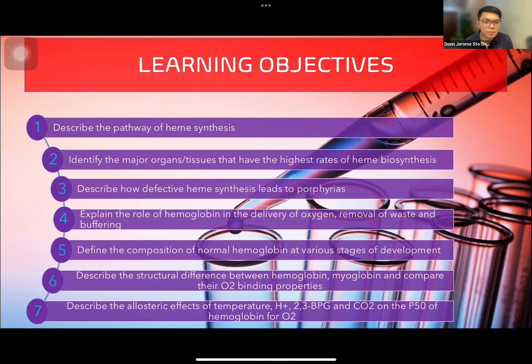May I clarify again, Doc, as to why we give IV glucose to patients? Glucose together with your heme are inhibitors of your ALAS synthase. When you inhibit the ALAS, you also inhibit the formation of the intermediates. Okay po, Doc. Thank you. Okay.